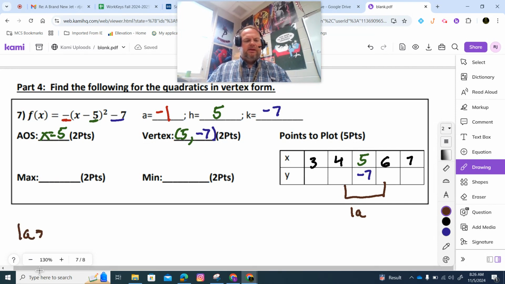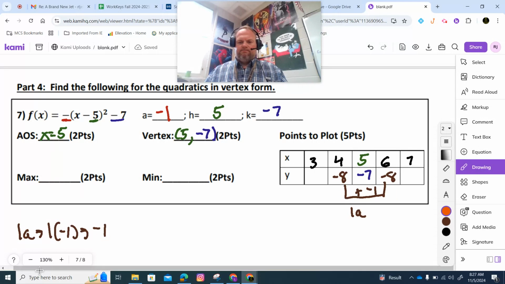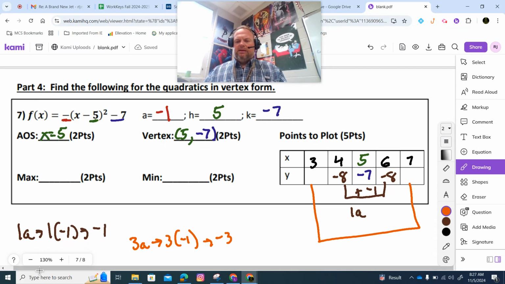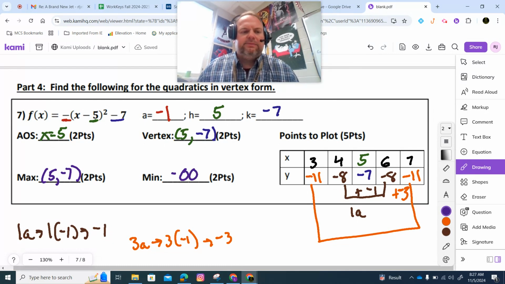I'm going to do the math down here. Alright, so 1 times negative 1 is negative 1. Alright, so negative 7 plus negative 1 is negative 8. Okay, 3a, this is 3 times negative 1, just negative 3. Negative 8 plus negative 3 is negative 11. Okay, so our A is negative. That means our max is our vertex. I don't know how many times I said that. I should know because, you know, I have that weird counting thing.